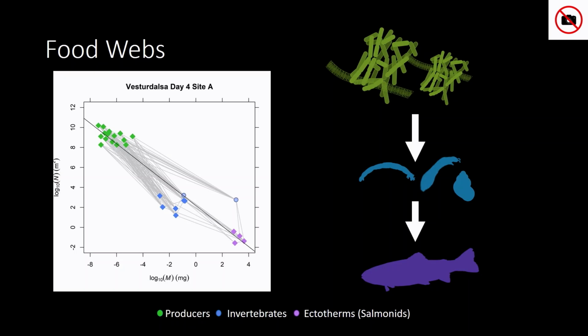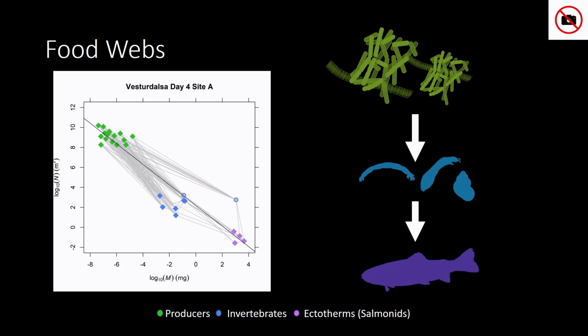Next, I'll be looking at the food webs across River Vesturdalsá, across space and time. Again, here we have the food web, and on the left is a graph of the food web. On the y-axis, we have the log abundance, and the x-axis is the log individual biomass. As we can see here, the green represents the algae, the blue represents the invertebrates, and the purple represents the salmonids that we see in the river.